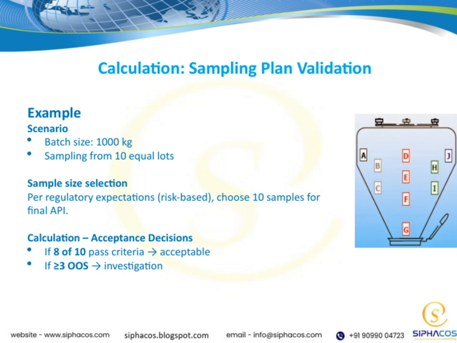However, if there are 3 or more out-of-specification results, or OOS, that triggers an investigation. This approach helps us balance quality assurance with practical sampling, ensuring that we catch potential issues without oversampling. Remember, this validation process is essential for maintaining confidence in our quality control system and aligning with regulatory standards. It also supports consistent decision-making across batches, which is critical for our overall production integrity.